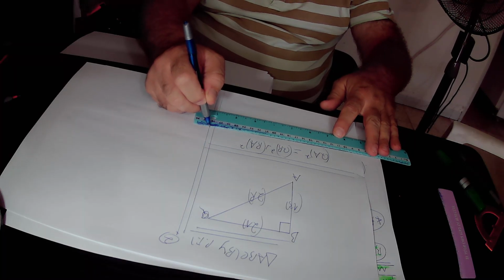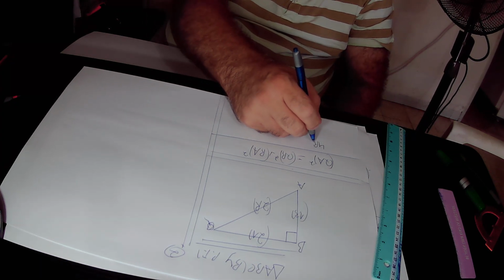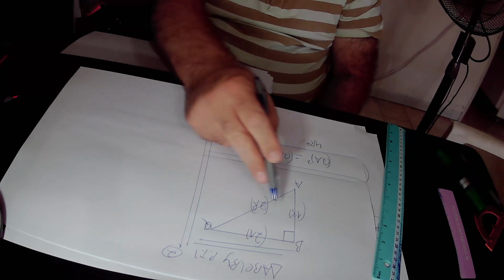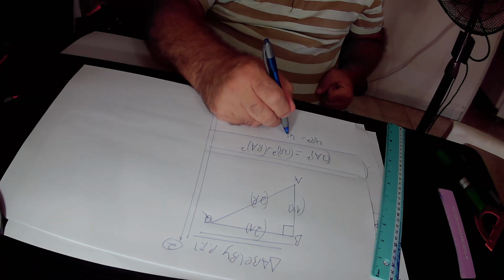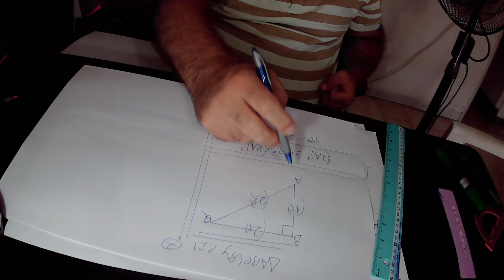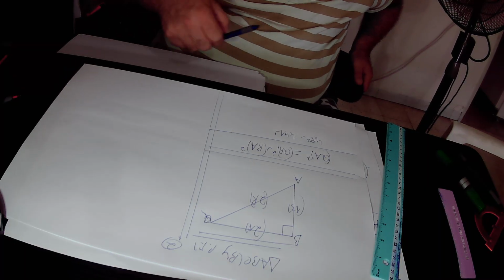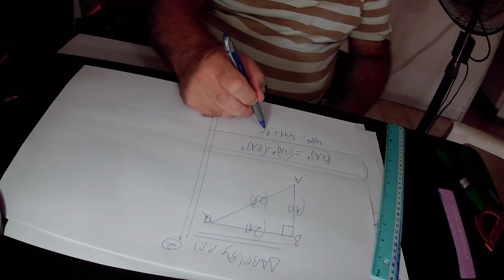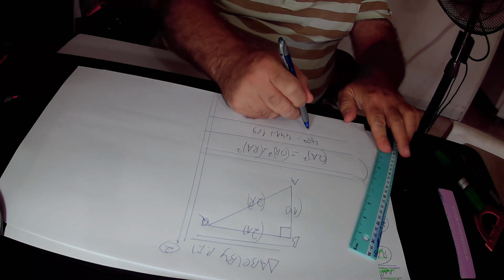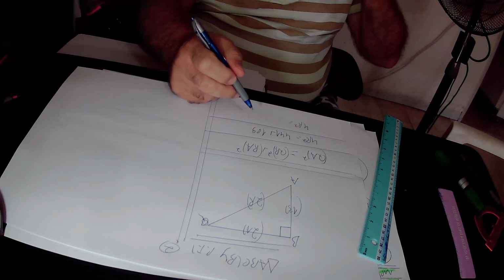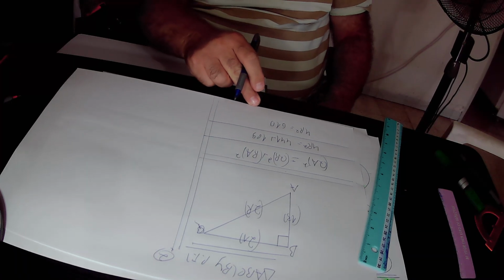QA equals 2r, it is the diameter of the circle. Therefore, QA squared is 4r squared, and it is equal to QB squared. QB is 21, therefore QB squared is 21 squared, that is 441, plus BA squared. BA is 13, therefore BA squared is 13 squared, that is 169. So in total, we found out that 4r squared equals 441 plus 169, which is 610. So 4r squared equals 610.